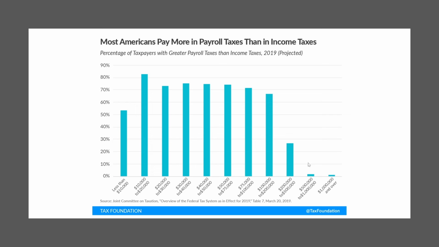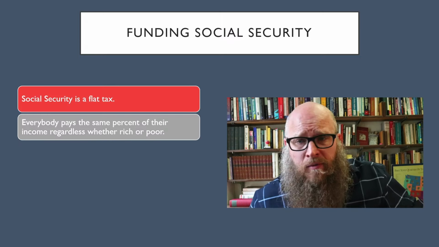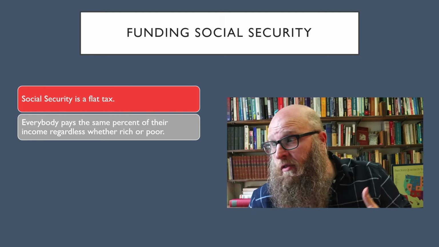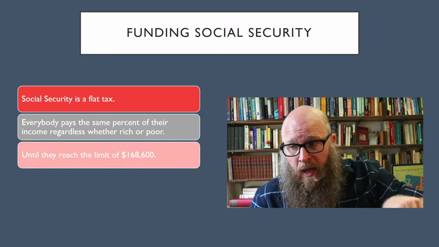And of course, up here at the top, those are the people who are paying a lot more in income taxes. And they're not earning as much via standard wages, but rather through other payment packages and capital income. Payroll taxes are how we fund Social Security, and we got to talk about it. Number one, Social Security is a flat tax. Everybody pays the same percent of their income, regardless of whether they're rich or poor. It is that particular percent no matter what.